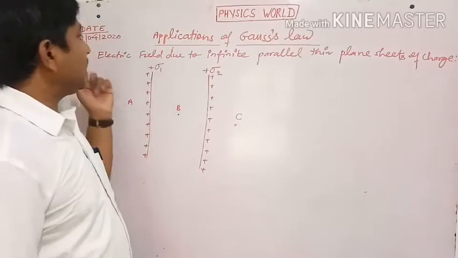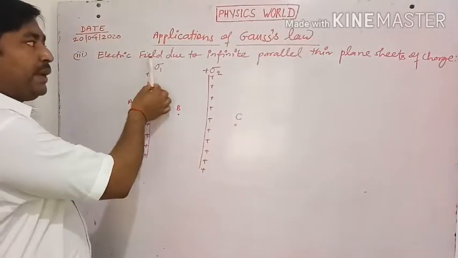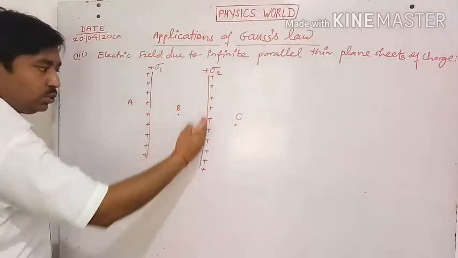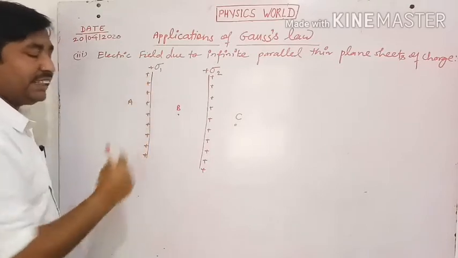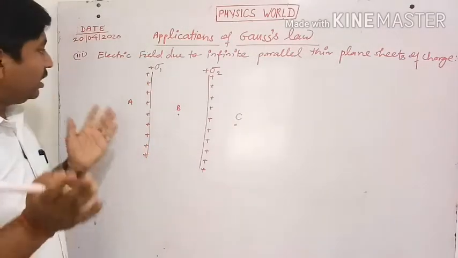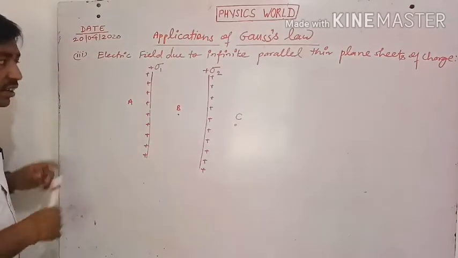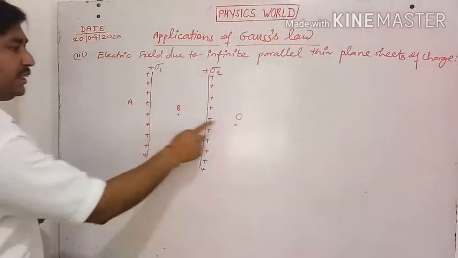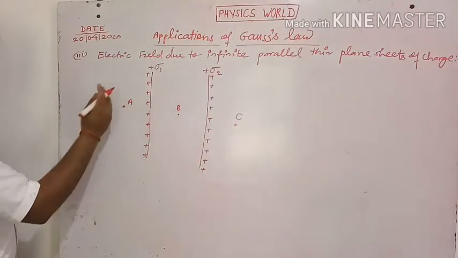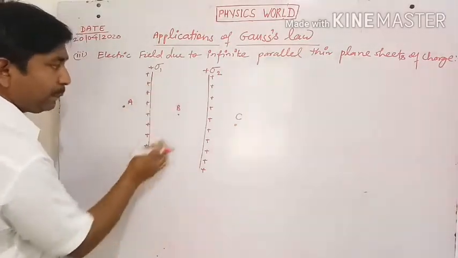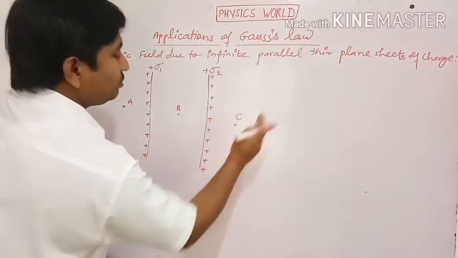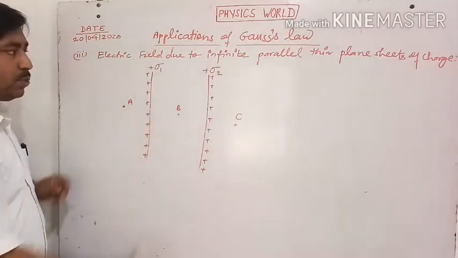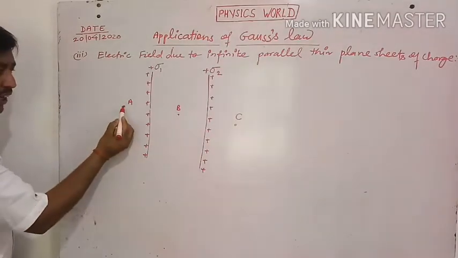Let us come to the third application of Gauss law, that is electric field due to infinite parallel thin plane sheets of charge. Consider two parallel thin plane sheets of uniformly charged and infinitely long. Then the electric field at any point A, B, C, that is at any point left side, at any point just between the plate sheets, and at any point of right side of the second plane. So we want to calculate the electric field at this point. What will be the value of electric field at this point?